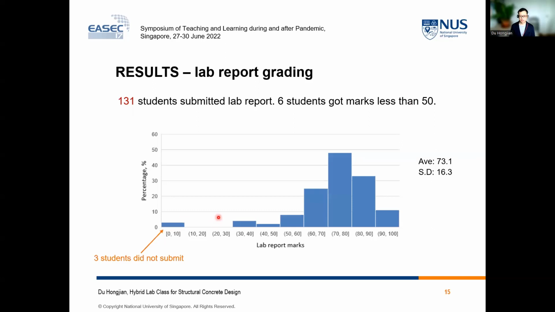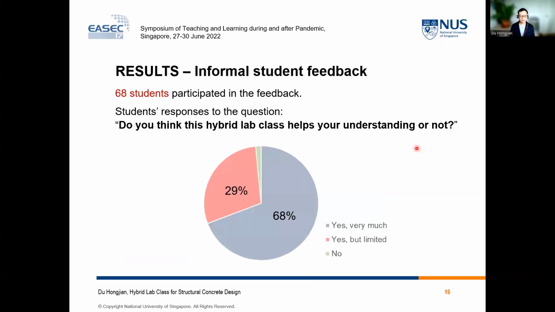For the rest, you can see this distribution. Only 6 students out of the 131 got a mark less than 50, here and here, while the majority of the students did very well. You can see the average is 73.1 out of 100, and the standard deviation is 16.3.